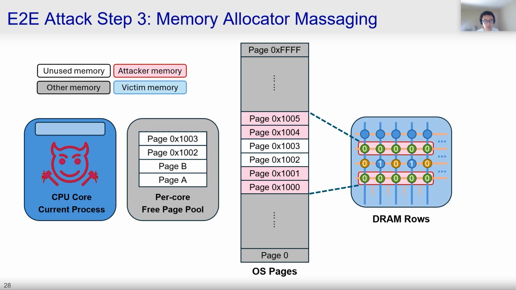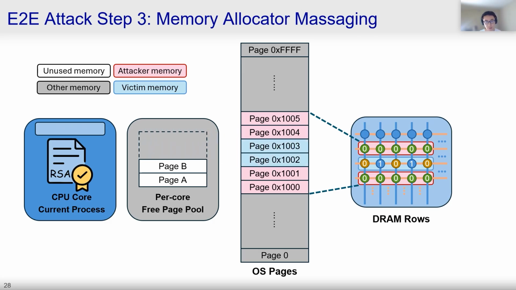Then we will spawn the victim program and immediately stop execution to let the victim program run. The victim program will try to map some pages, which will get the recently freed pages from the free page pool, which actually lie in the victim DRAM row. After waiting for some time, the attacker process will resume execution and continue to trigger Rowhammer bit flips on the victim row.